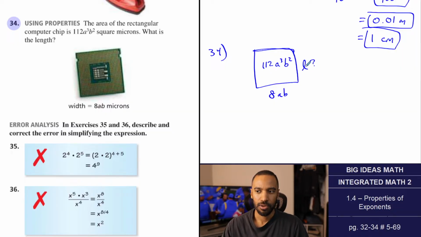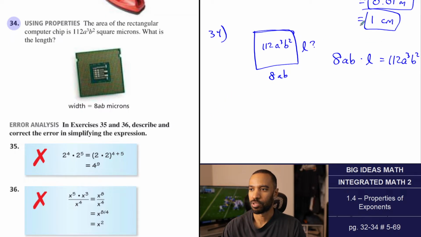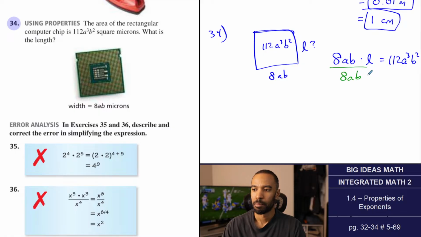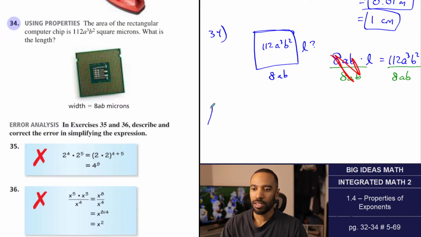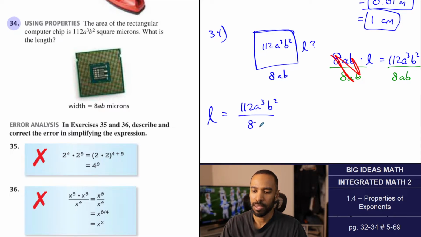The area of a rectangle is its length times its width. Let me do it the other way. I like my 8 first. Width times length equals area. To solve for length, we have to divide both sides by its width, like so. This all becomes 1. It's gone. You're left with L. So L equals 112 a cubed b squared over 8ab.